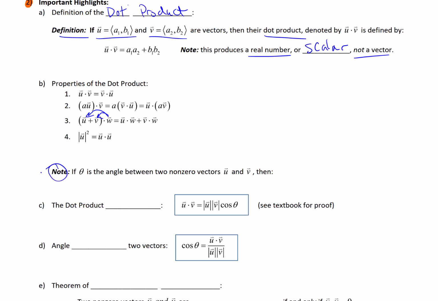Let's add a note as well that if theta is the angle between two non-zero vectors, then the following are true. So we're going to have several properties coming out of this situation, but we're just defining that theta is the angle between two non-zero vectors.